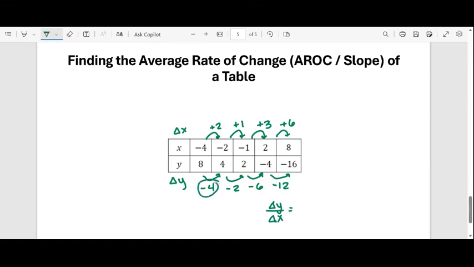So we have to see if all of these change in y's over change in x's are the same. So we'll start with -4 over 2. -4 over 2 is the same thing as -2, right? Because -4 divided by 2 is -2. Let's see about -2 over 1. Yeah, well, -2 over 1 is also -2. So those two equal each other.